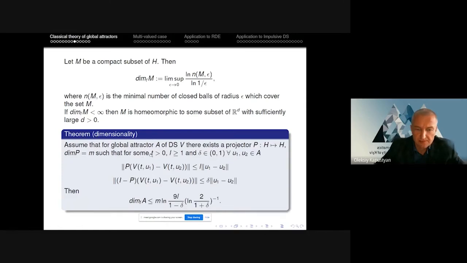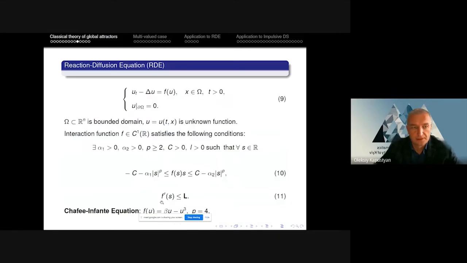This abstract theorem claims that if for our global attractor A there exists a finite dimensional projector P such that the following two inequalities take place: the first one considers the projector of V, and the second one considers I minus the projector. This inequality, in fact, requires that I minus P and V must be a contraction map, because delta is between zero and one. So if these two properties hold, then the fractal dimension of A is finite and can be bounded by this number.